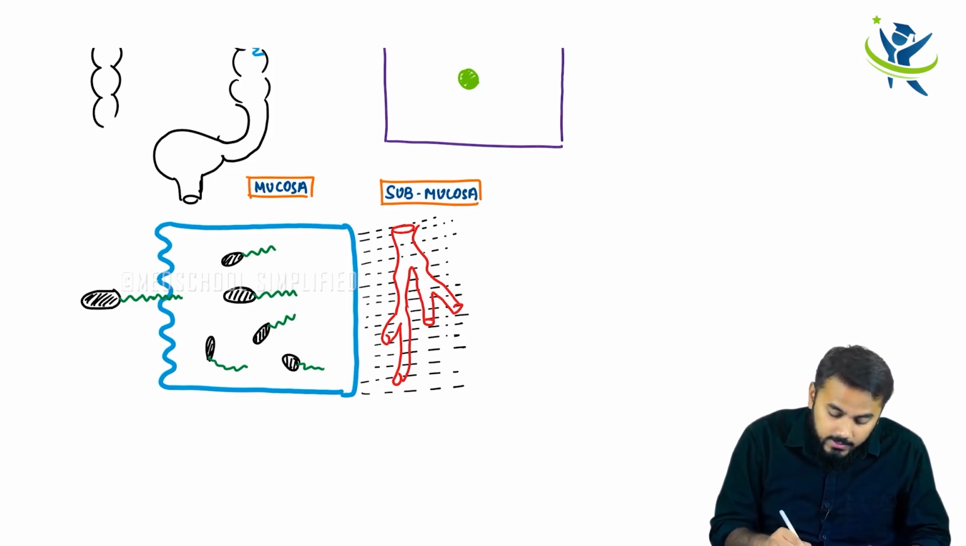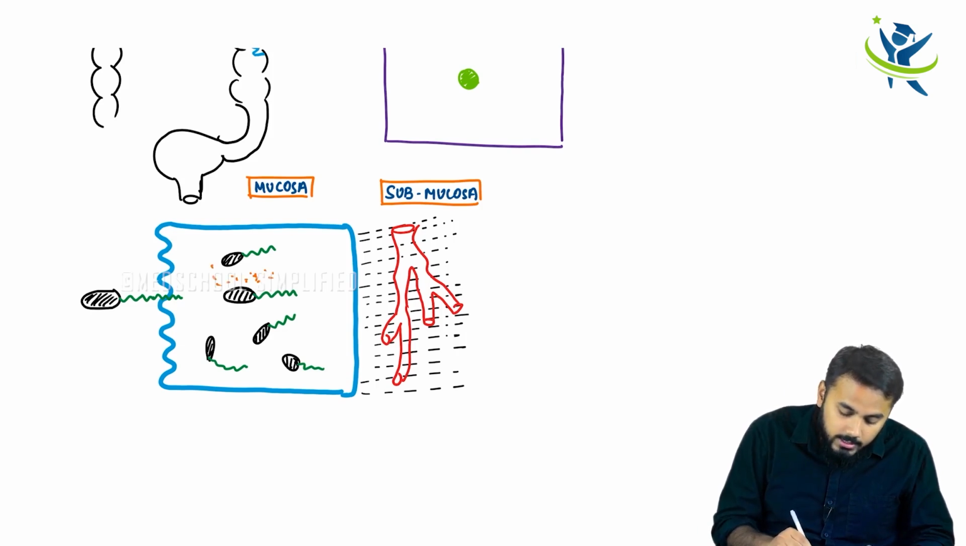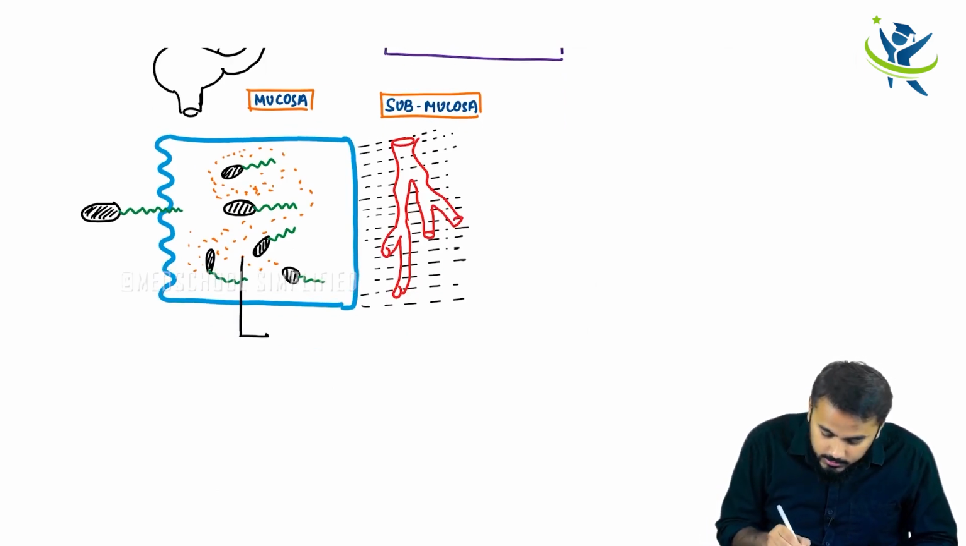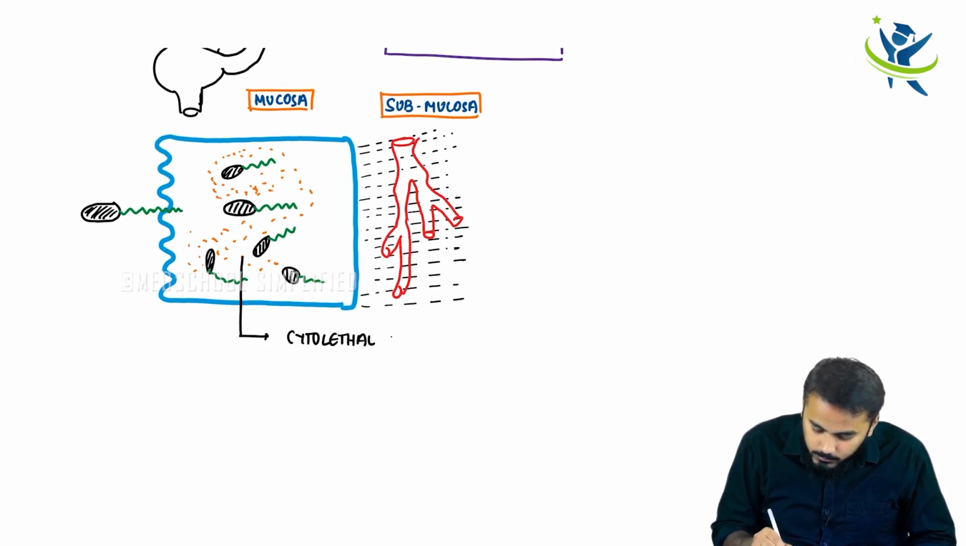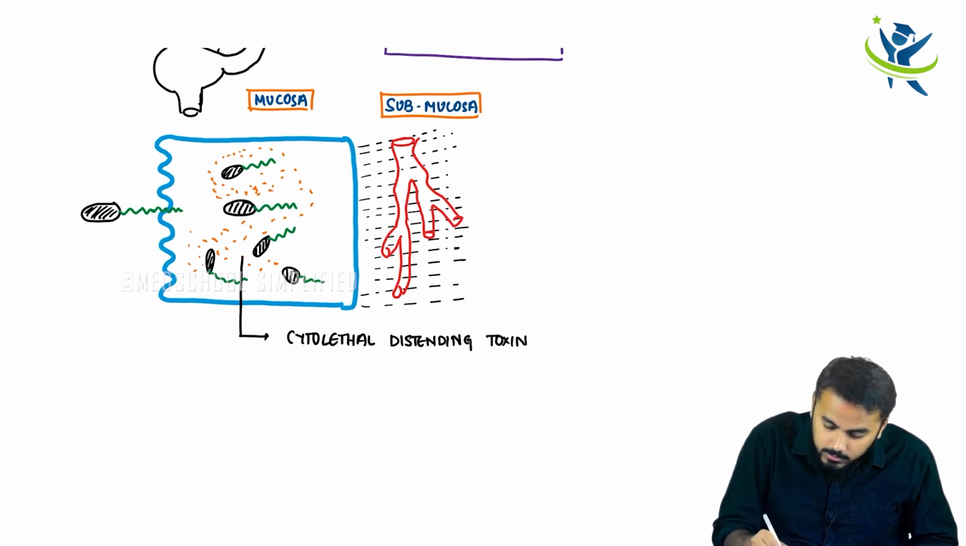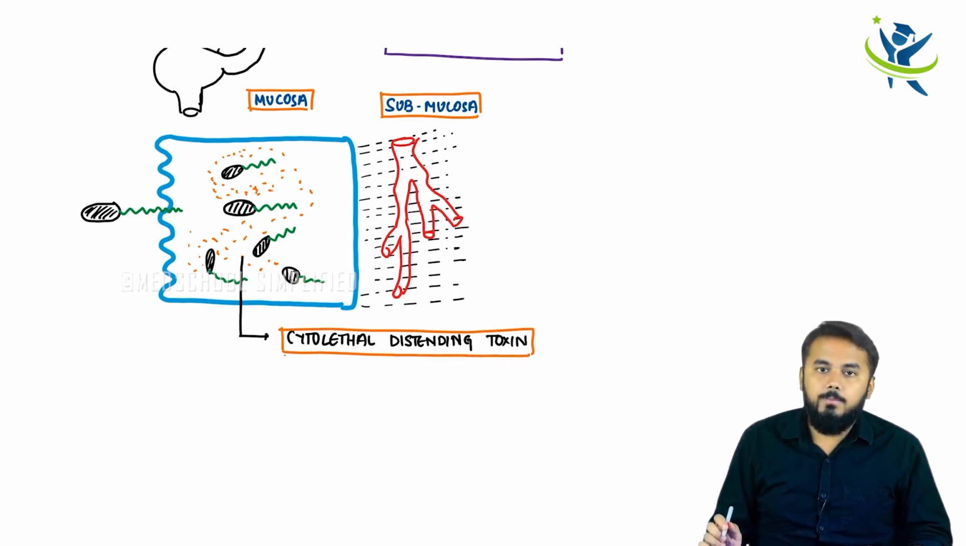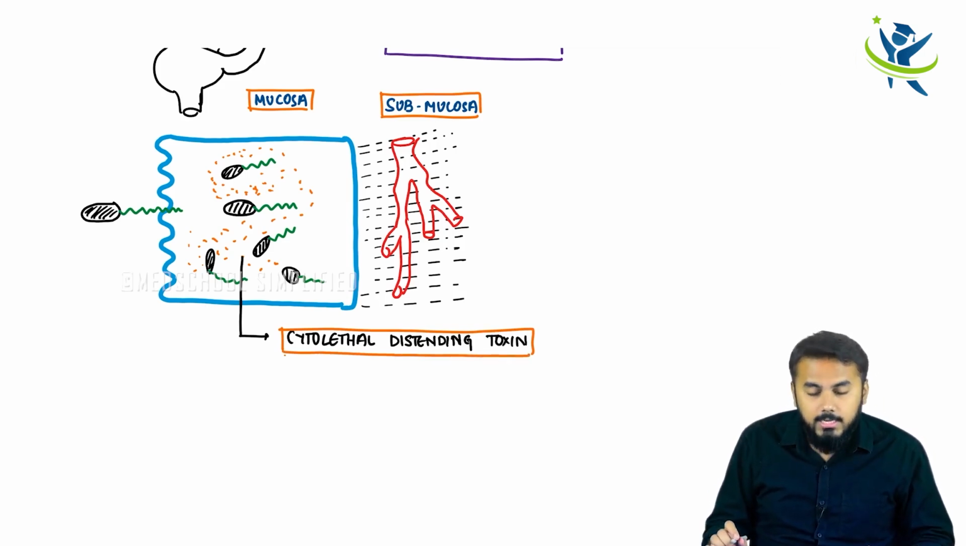a toxin. It will start to release a toxin, and this toxin is called cytolethal distending toxin. This toxin which it has just released, guys, is called cytolethal distending toxin. What is the name of this toxin? Cytolethal distending toxin.